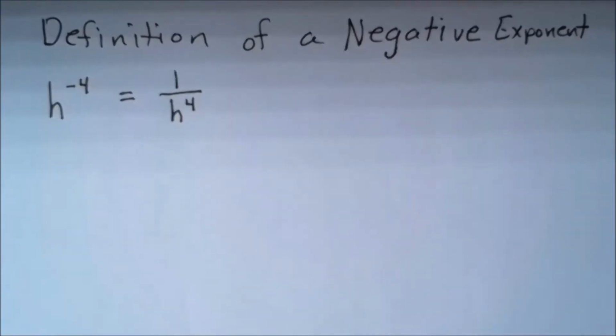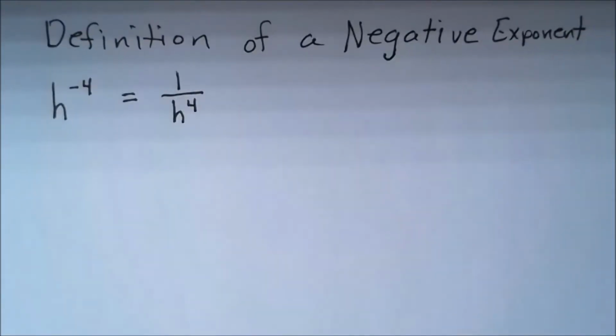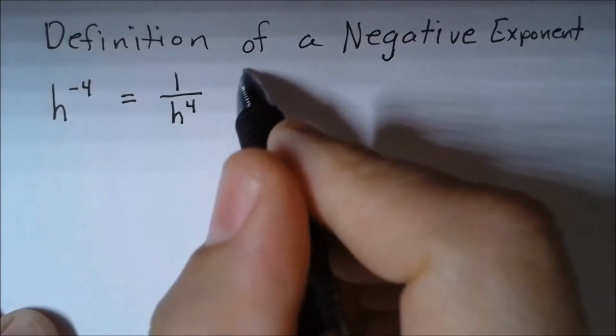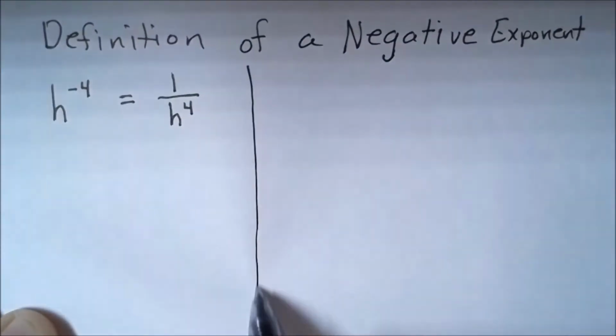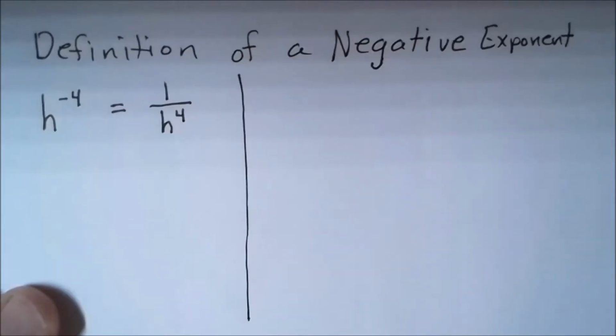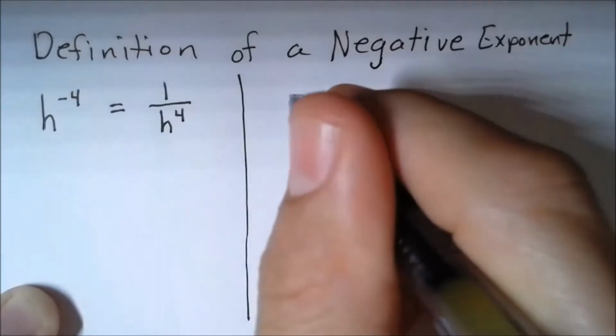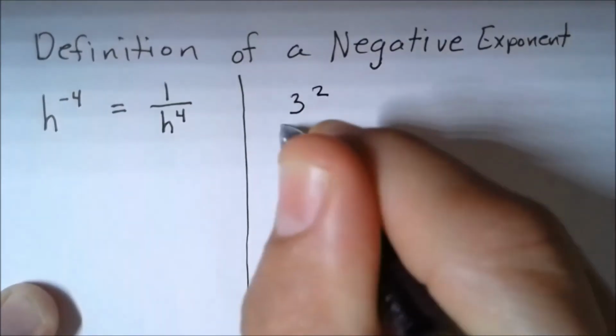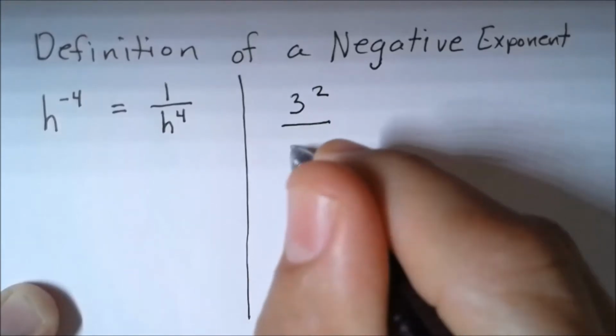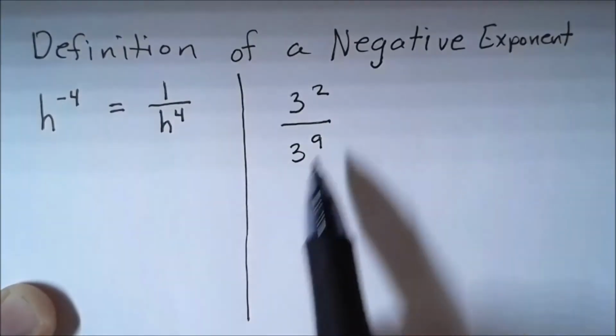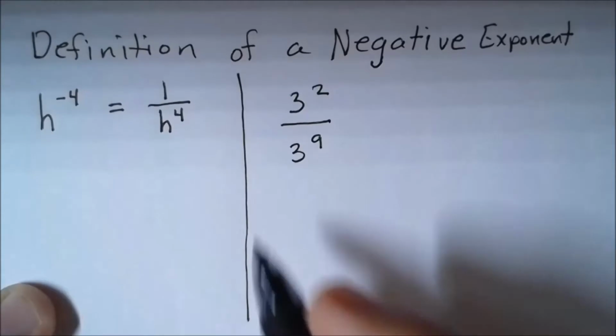So let's do a problem that looks a little bit more complex. I'm going to draw a line here. Let's try doing this problem right here. Let's do one that has the quotient rule. So we have 3 to the power of 2 over 3 to the power of 9, because this is a real scenario of something that you're going to run into.